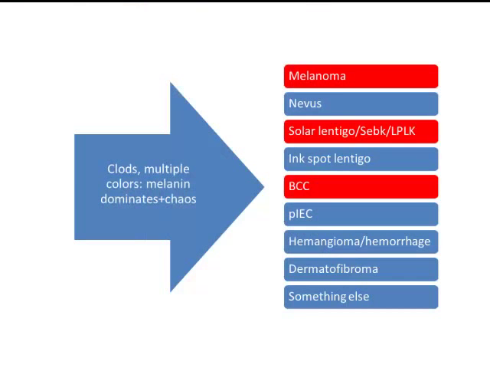Now, what could a lesion with this combination of patterns be? Well, it's easy. It could be a melanoma, it could be a solar lentigo SEPK LPLK, or it could be a BCC. Now, what is it? Let's go back. It is not a SEPK because there are no clues to SEPK. So it could be a melanoma or a basal cell carcinoma.